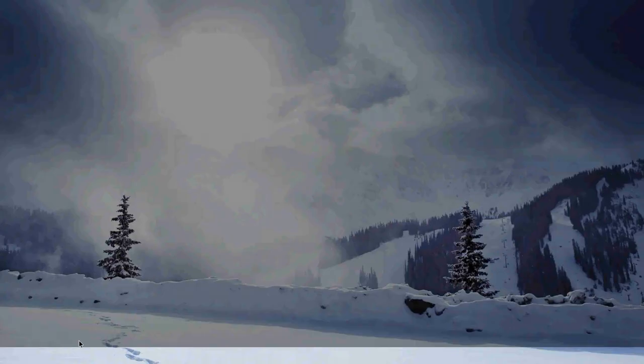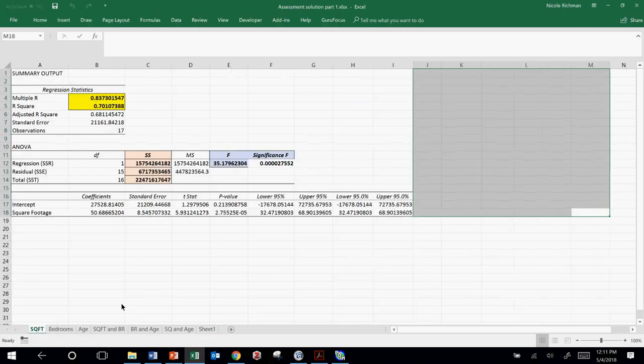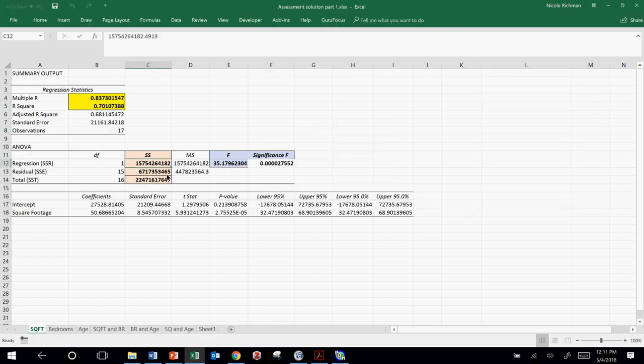In Excel, and again, if you want to run this in Excel, I encourage you to watch the Excel tutorial on how to do regression analysis. In Excel, we find our SSR, SSE, and SST in our summary output. And then we also find our significance of F. So is the data statistically relevant? That would be our significance of F.